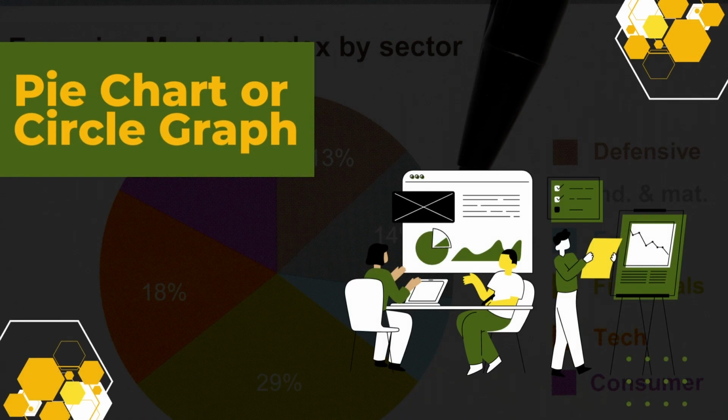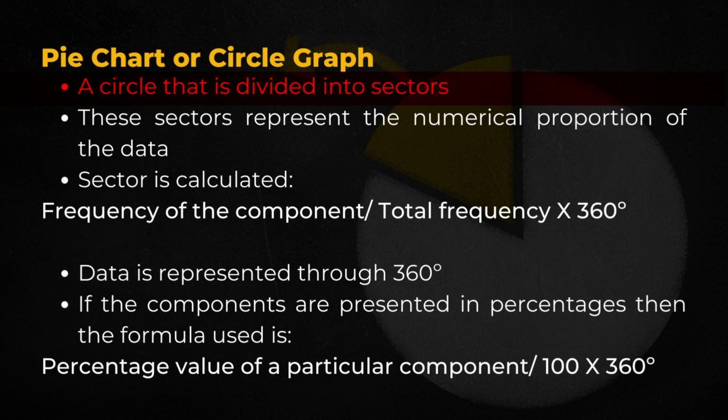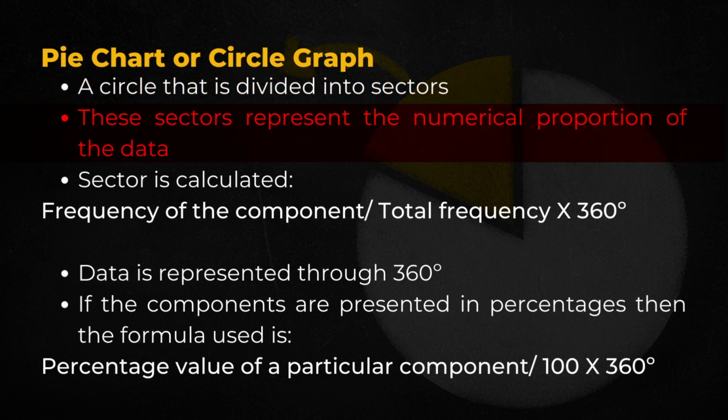Last, we are going to discuss the pie chart, or circle graph. This is a very important graphical representation. It is also very easy to compute and to plot. It is a circle divided into various sectors, and you must have come across a pie chart often in reports. These sectors represent the numerical proportion of the data.